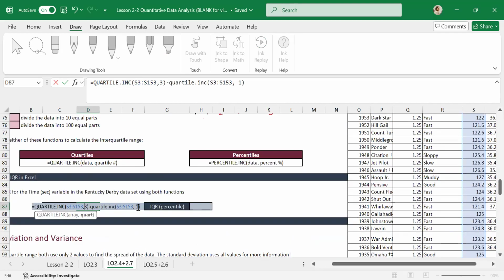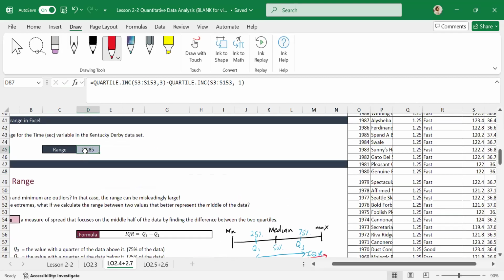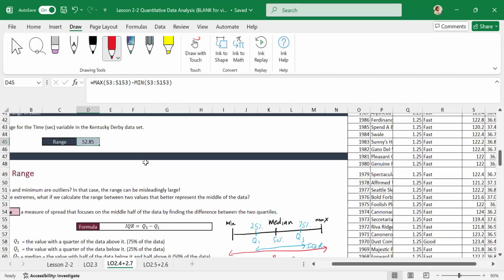So there's the 3, there's the 1, press enter, and the interquartile range is about 5.7, or rounding, it'd be 5.8 seconds. Notice that the interquartile range is way smaller than the range, which is almost close to a whole minute. It's like 10 times bigger.